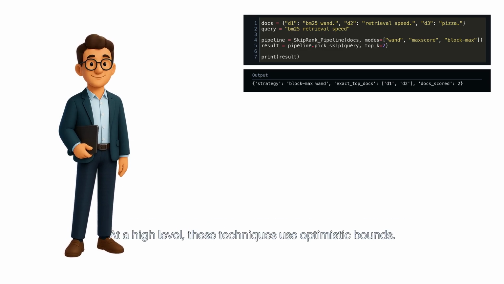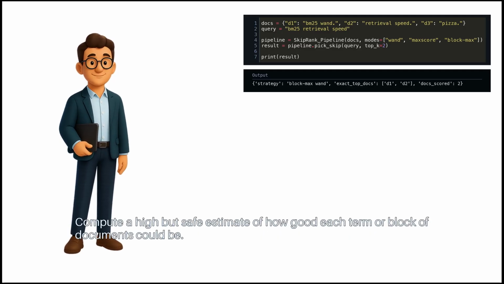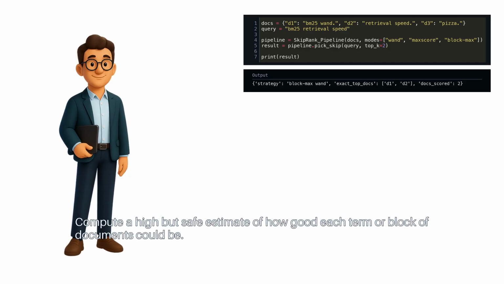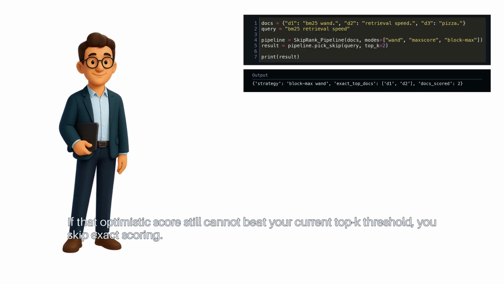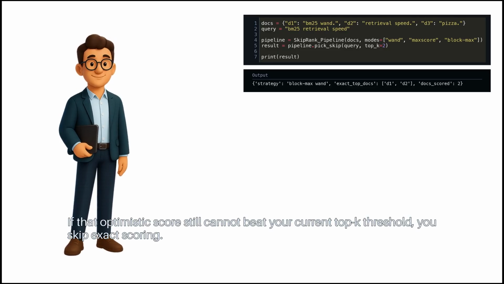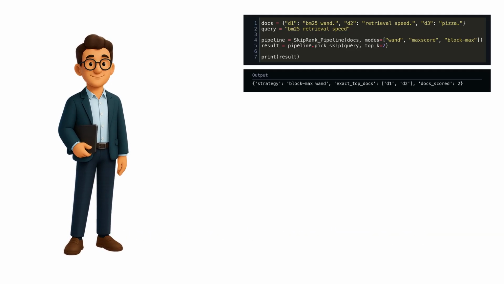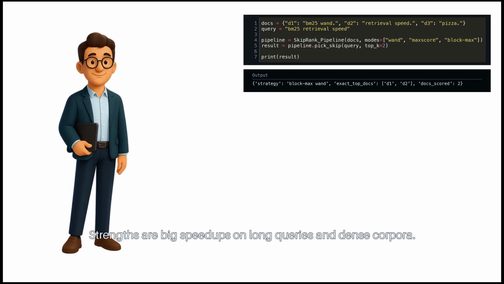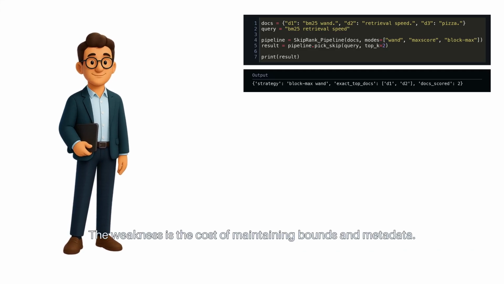At a high level, these techniques use optimistic bounds. Compute a high but safe estimate of how good each term or block of documents could be. If that optimistic score still cannot beat your current top K threshold, you skip exact scoring. The optimism must be safe so that skipping never changes the true top K. Strengths are big speedups on long queries and dense corpora. The weakness is the cost of maintaining bounds and metadata.